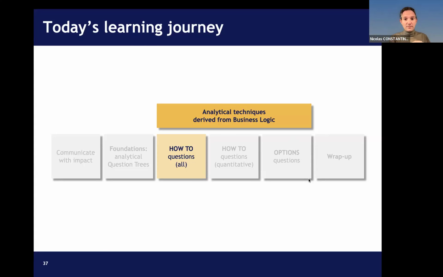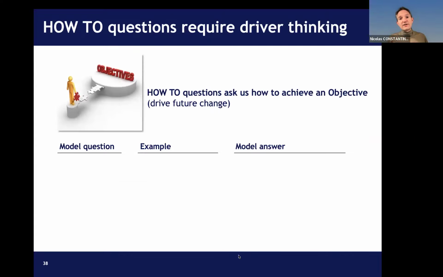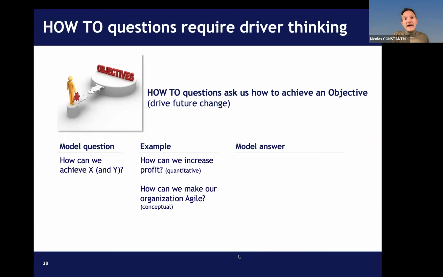First, I want to be clear. Let's define what we mean by how-to questions, and then I'm going to show you some techniques. A how-to question is very simple. It's a question that asks us how to achieve an objective or a certain set of objectives. So the most generic form is how can we achieve X, or how can we achieve X and Y?